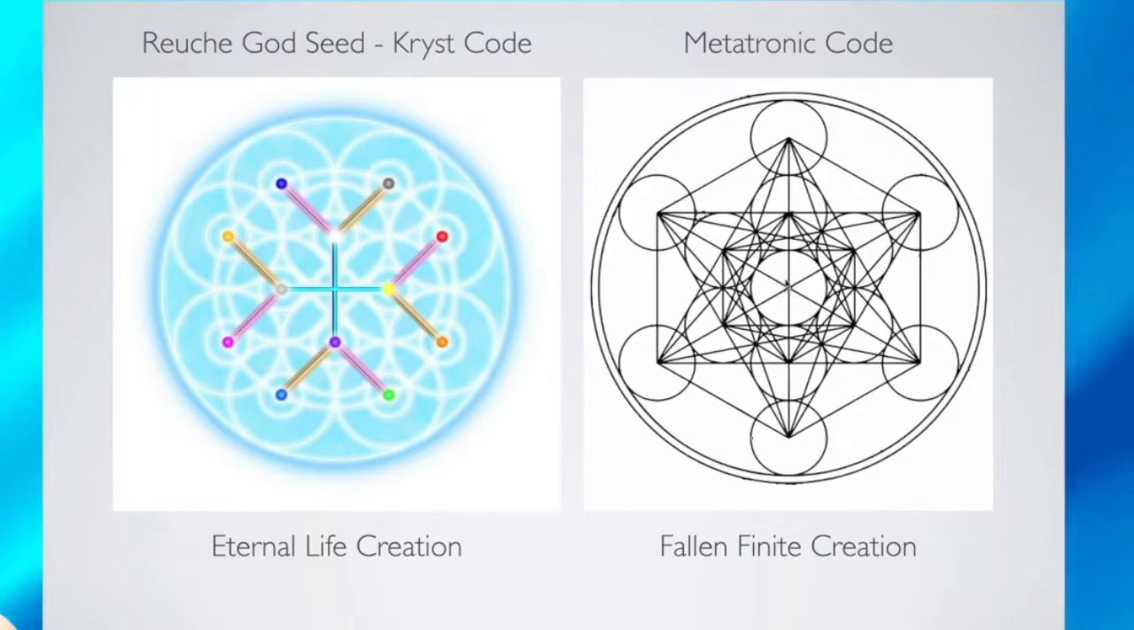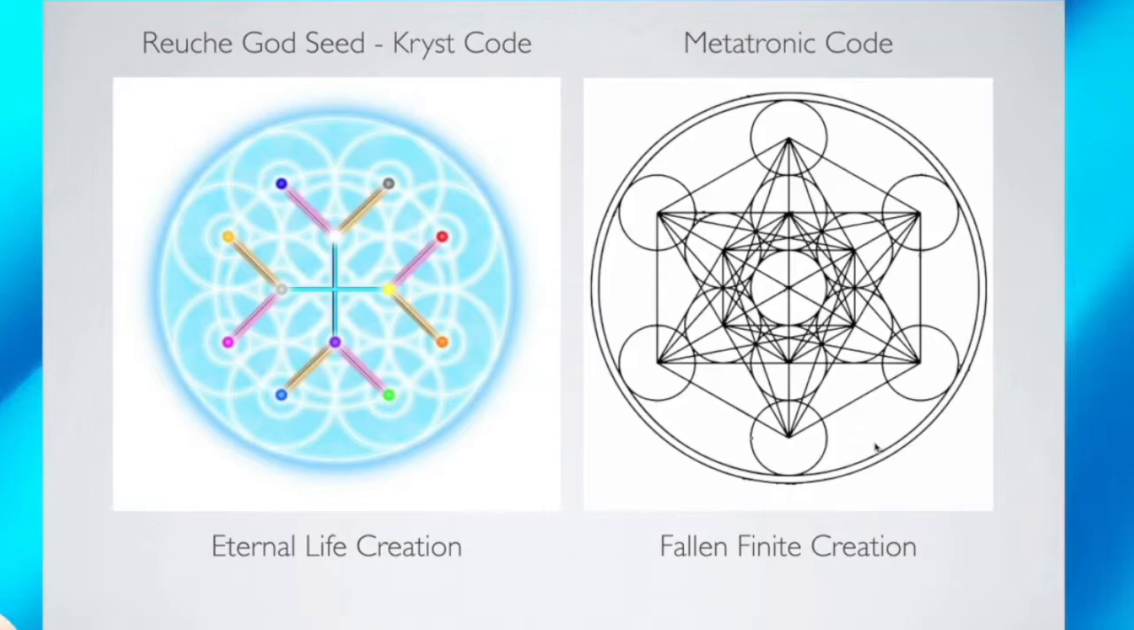So therefore, this becomes a fallen finite template, and it only has the quantum of energy in it at the point when it became fallen in this structure. So it will eventually burn out its own quantum. And the only way to keep this structure going is for it to feed vampirically off living Kryst code templates, which is what's been happening on this planet for a very long time. You've got whole soul groups of people, fallen angelic beings, who are running this program, and they use this planet as a giant energetic feeding system.